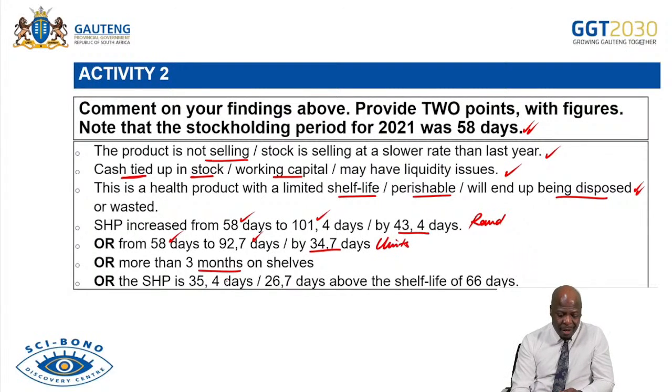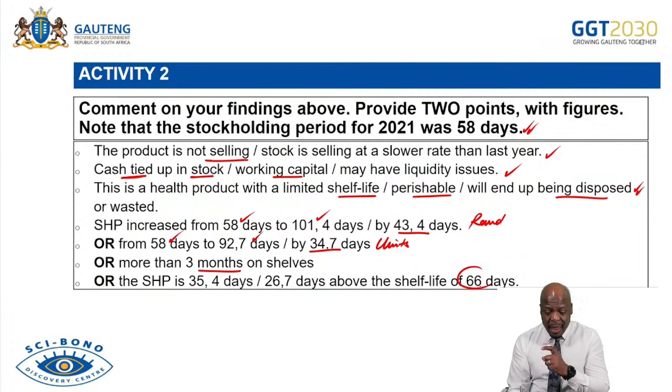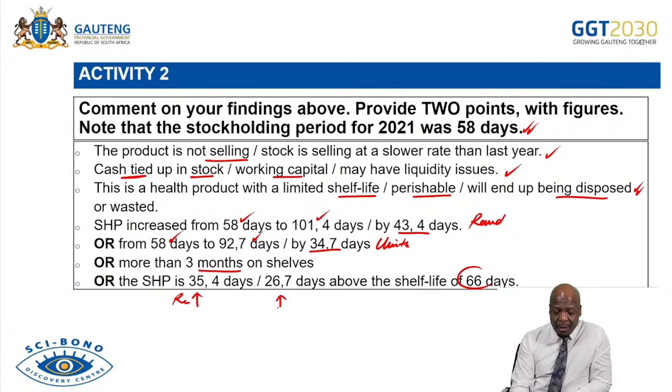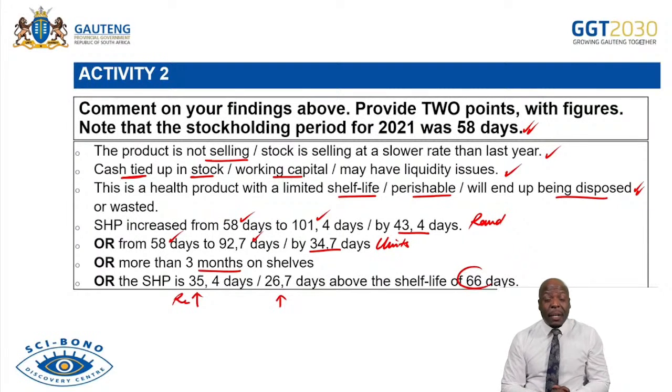That is a major concern for us as a business. Or you can say the stock holding period is 35.4 days. That is 26.7 days, depending on the method you're using, above the shelf life of 66 days. Remember, our shelf life is 66 days. And therefore, if you use the first calculation, which is the rand one, you're going to see that there is 35.4 days above the shelf life period. And if you use the second method, it will be 26.7 days above the shelf life period. Okay, so this is how we would comment on this particular question.